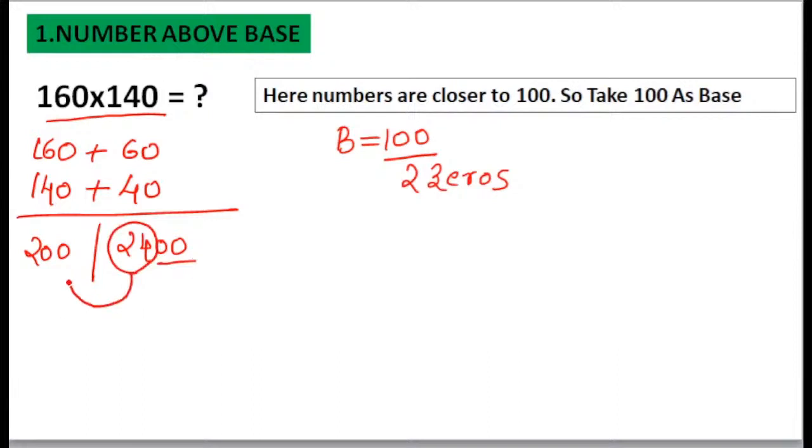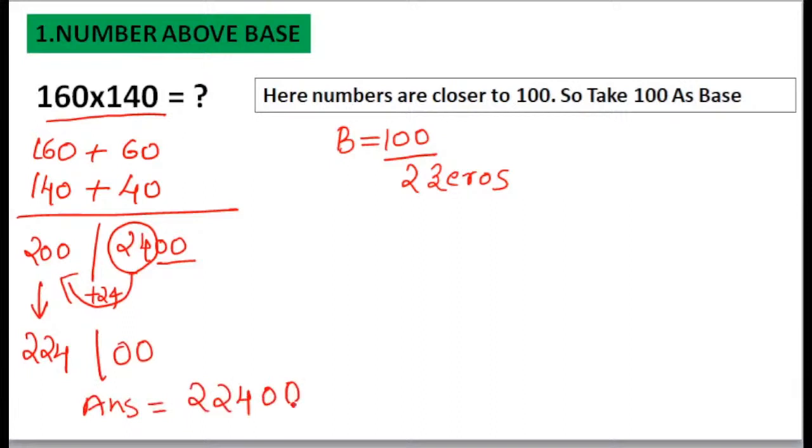So the remaining 24 will be carried over to LHS. That means LHS becomes 224 and RHS becomes 00. So your answer is 22400.